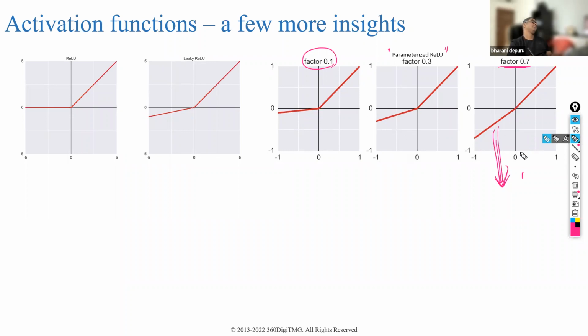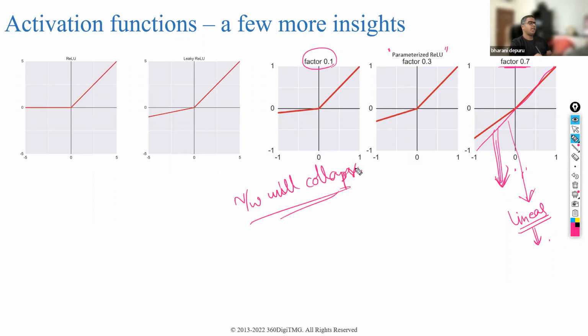If the factor value is equal to 1, it will be exactly a straight line. But then it becomes linear. What is the disadvantage if you get a linear pattern? Anyone? Your network will collapse. Your network will collapse. It means your training stops. This implies that model training stops.